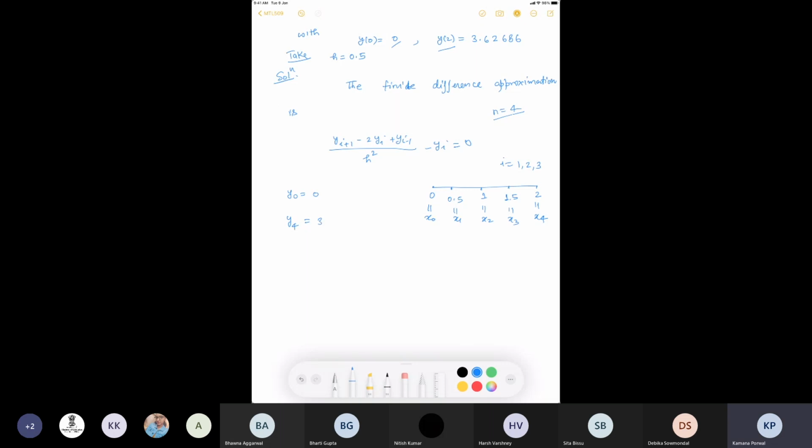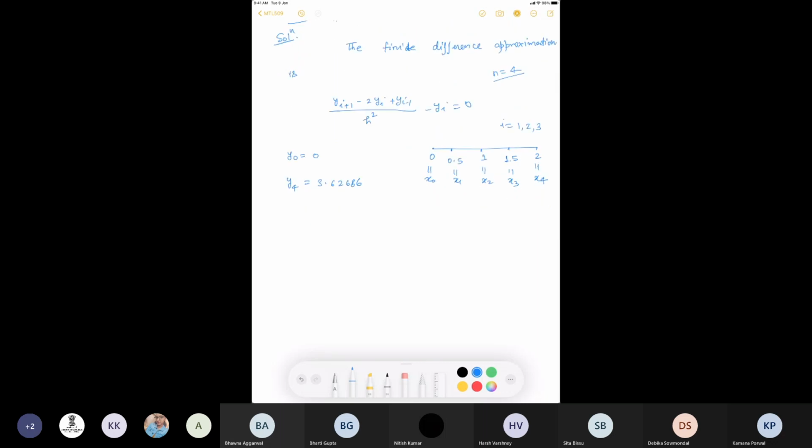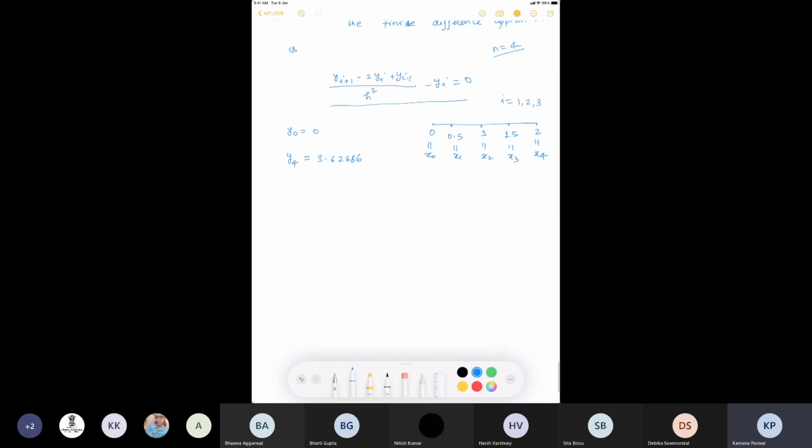So if you write down, this is 3.62686. Okay, so let's write it down explicitly what these equations are by substituting i equal to 1, 2, 3. So h is 1 by 2, so 1 by h squared is going to be 4.